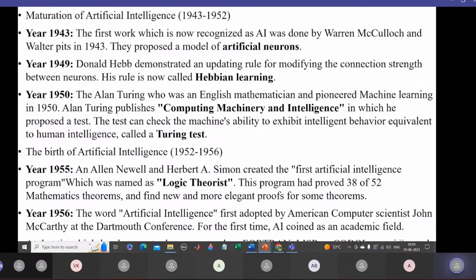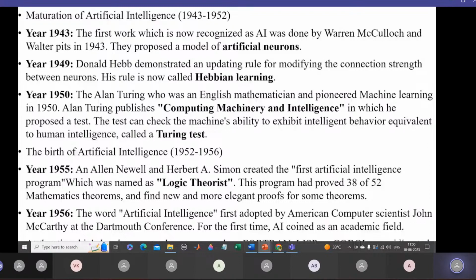So in 43 we had the first work recognized as an AI. It was done by Warren McCulloch and Walter Pitts in 1943. So they have proposed a model called artificial neurons. Your brain function is mainly because of the neurons. In 1949 we had Donald Hebb. He has an updating rule for modifying the strength between the neurons, that is called Hebbian learning.